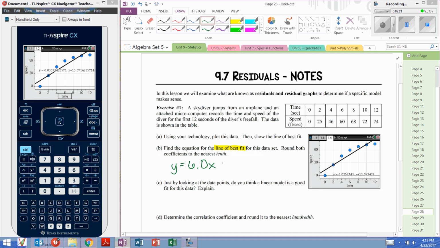All right, so our equation rounded to the nearest tenth would be y is equal to 6.0x plus 13.1. Now C says, just by looking at the data points, do you think a linear model is a good fit? Well, what do you guys think? Is this a good model? I don't really think so, because it looks more of a curve-like shape. No. The data has a curve.